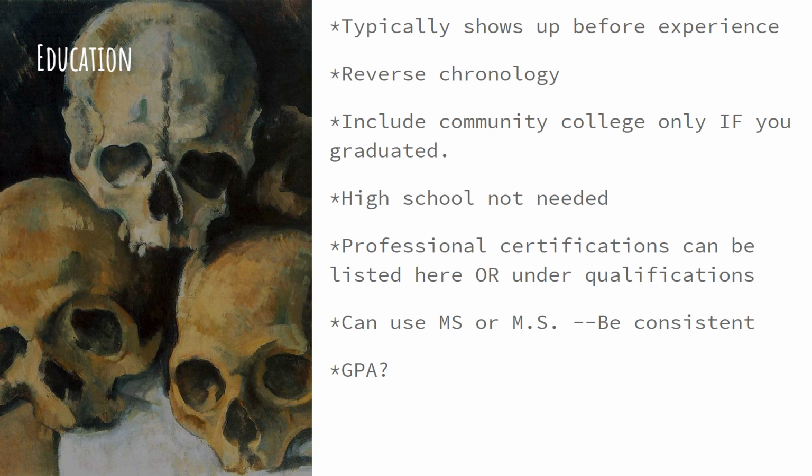If you want to abbreviate, for example, you want to list the degree type that you're obtaining. So you might say, I'm getting a BA in English. You can use periods or not, just be consistent.